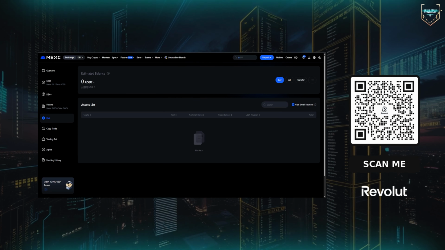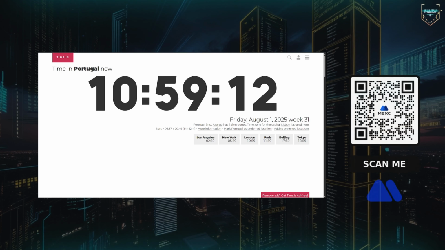I transfer from Revolut to MEXC, and it's a straightforward process. As you saw, all you need to do is enter the reference ID to ensure the transfer goes through correctly. It usually takes a few minutes to complete.